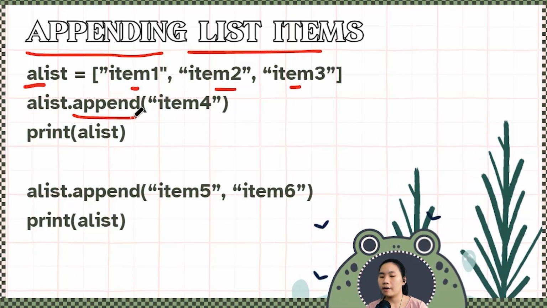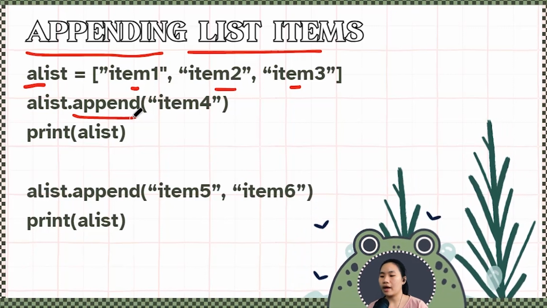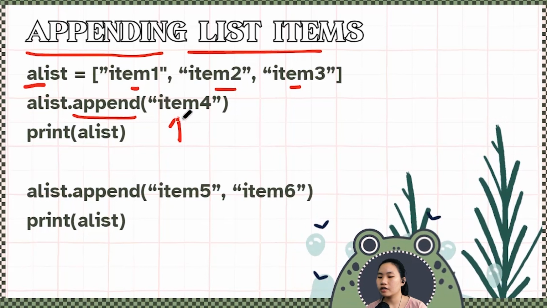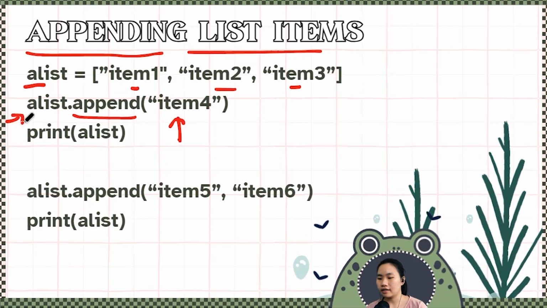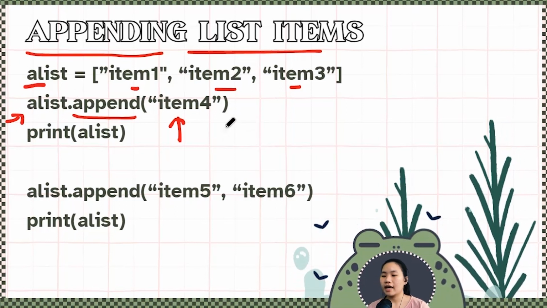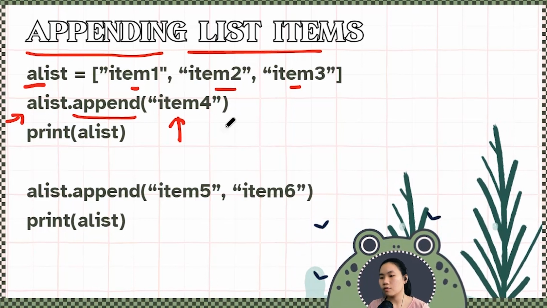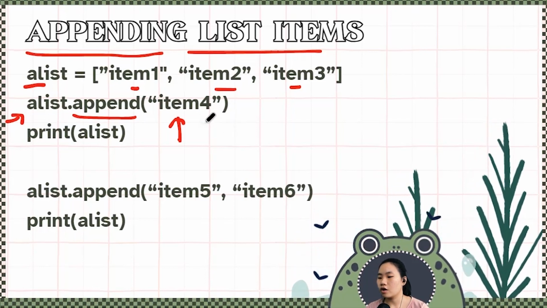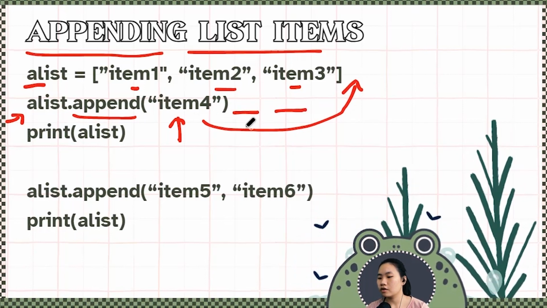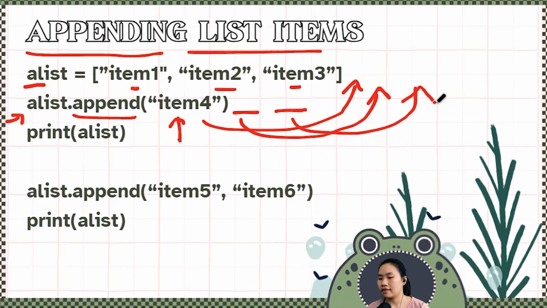Now, append is another word for add. So a list dot append is the same as add this item over here to a list. That's all it is, as simple as it is. And you can add as many as you want. For demonstration purposes, I'm just going to add one item, and it goes to the back. If you add two or three more items, they just go to the back like that.